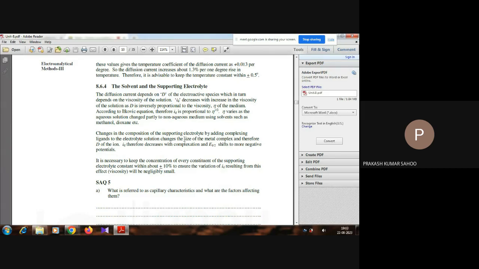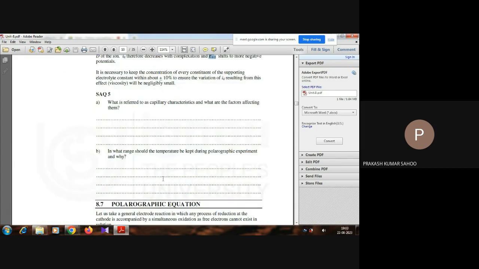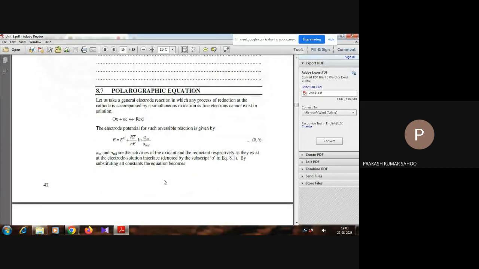So when the size increases, the movement or the flow rate will decrease, so ID will be decreased. And this will shift the half-wave potential to a more negative potential, that is, towards the left. So it is necessary to keep the concentration of every constituent of the supporting electrolyte constant within about plus or minus 10%.